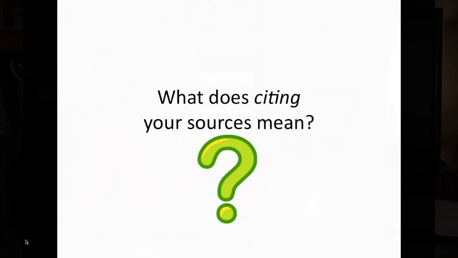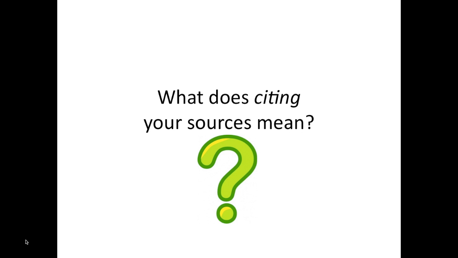So, let's say you've gathered all your information sources and you're ready to write your research paper. Your instructor has probably reminded you to be sure and cite your sources. What exactly does that mean? To cite your source means to show where you found the information you used in your research paper.